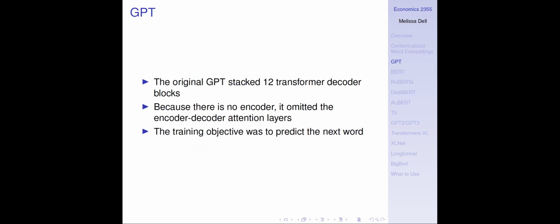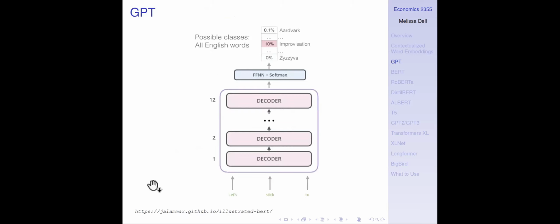And so that's what GPT is going to do. The original GPT is going to take those decoder blocks, just like we saw in the transformer, and stack 12 of them. But because there is no encoder, it no longer needs the encoder-decoder attention layers that we saw last class. And then the training objective is just to predict the next word.